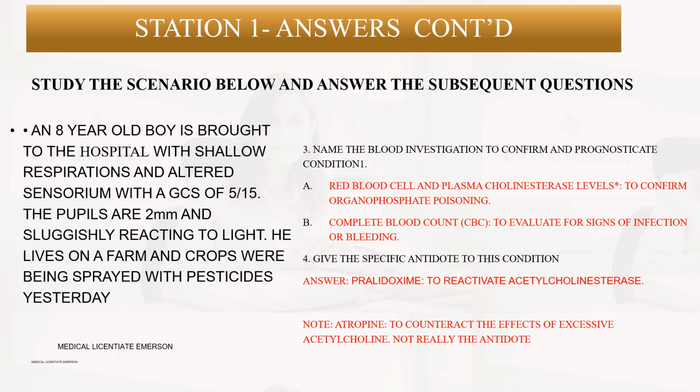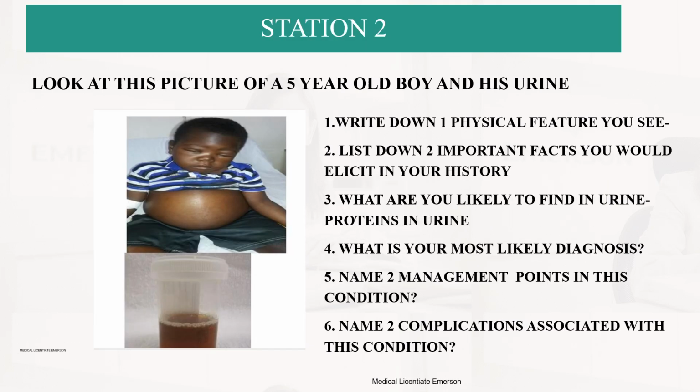So that's the end of question 1. Let's go to question 2. Station 2 reads, look at this picture of a 5-year-old boy and his urine. Question 1, write down one physical feature you see. Question 2 reads, list down 2 important facts you would list in your history. Question 3, what are you likely to find in urine?